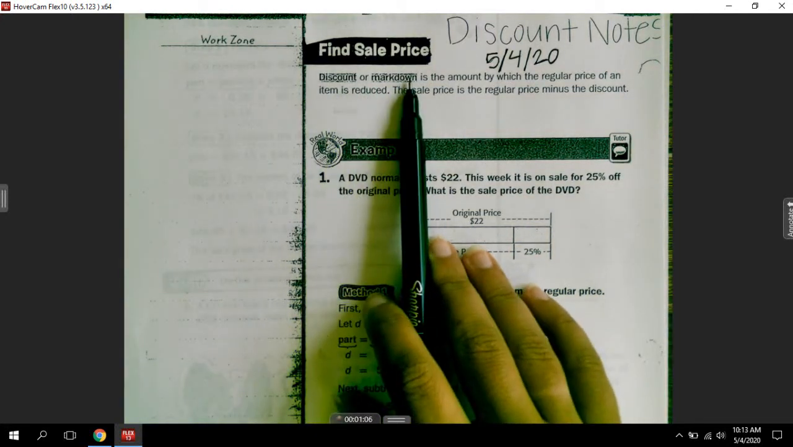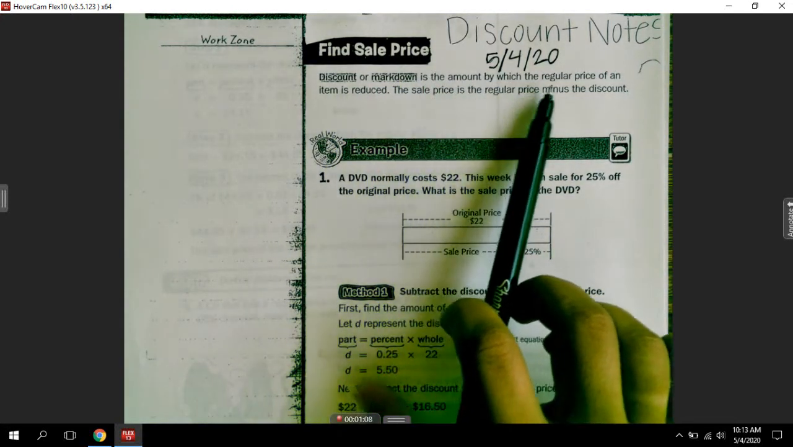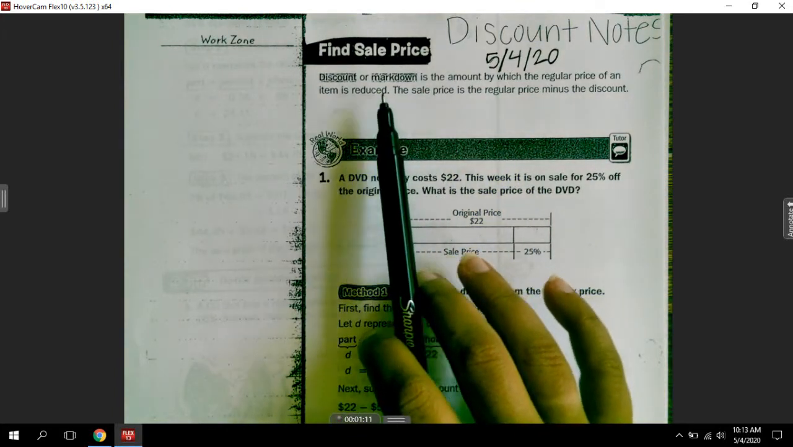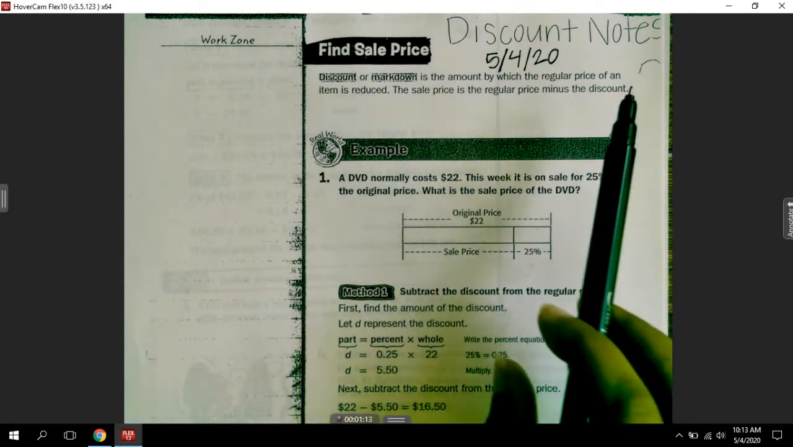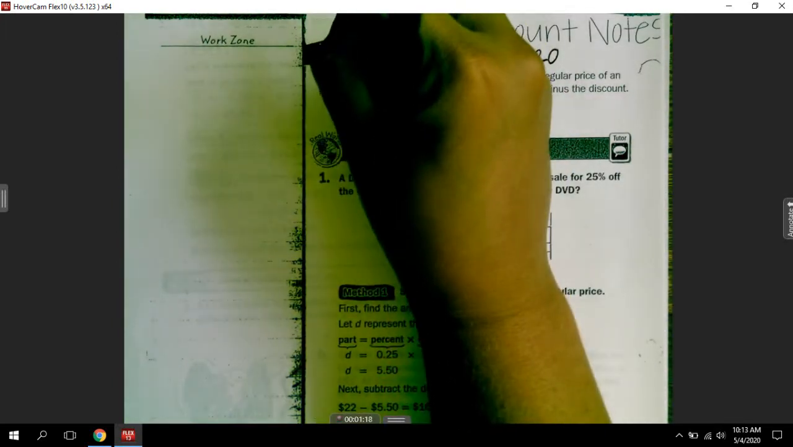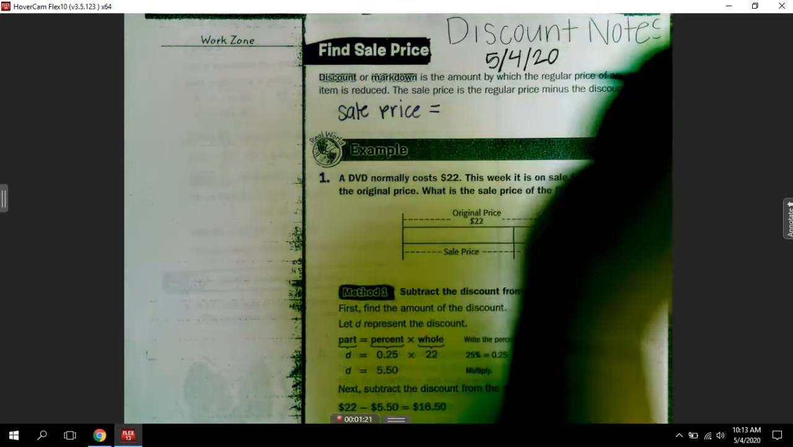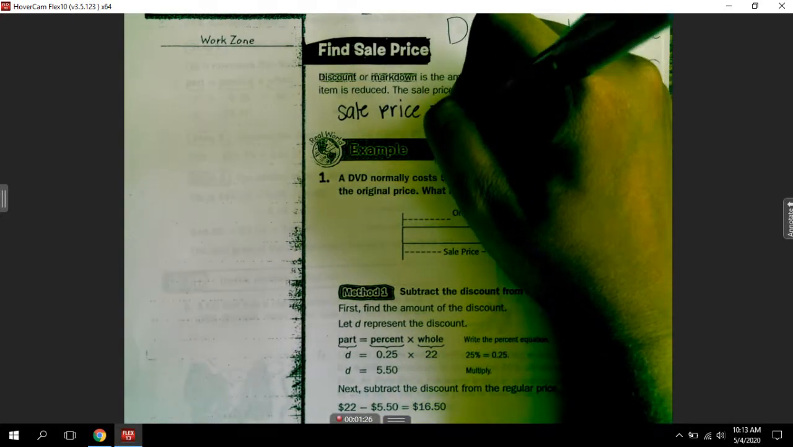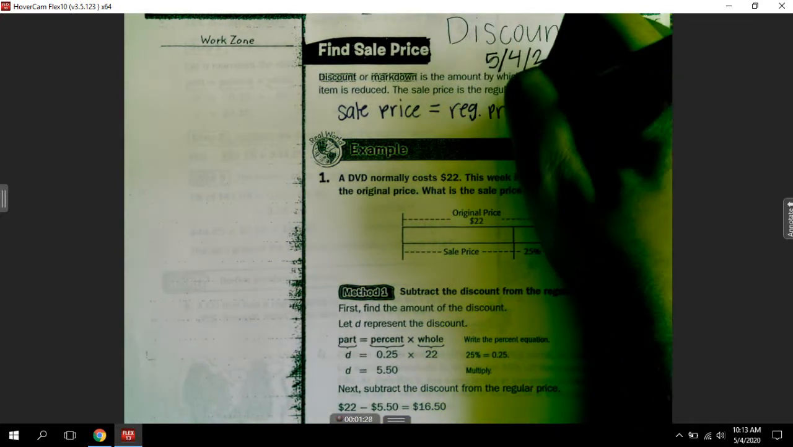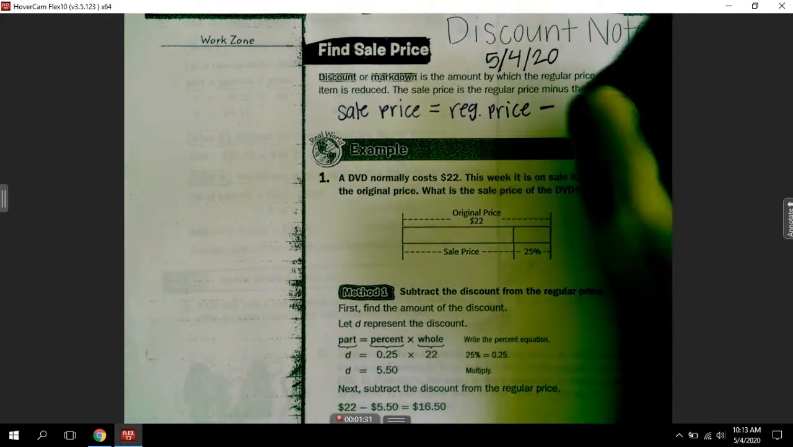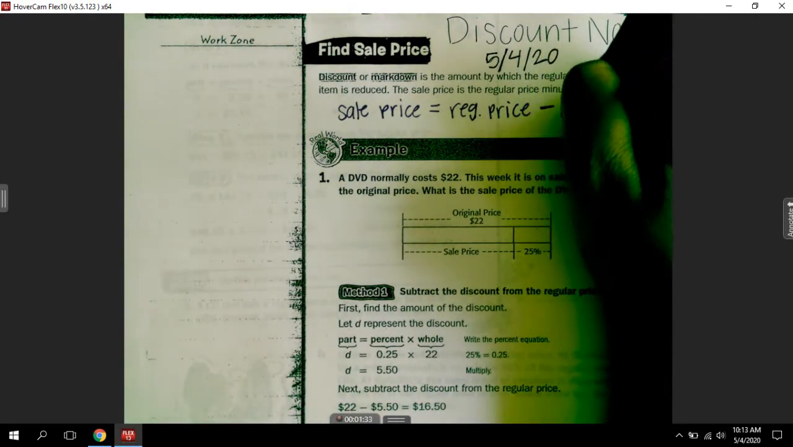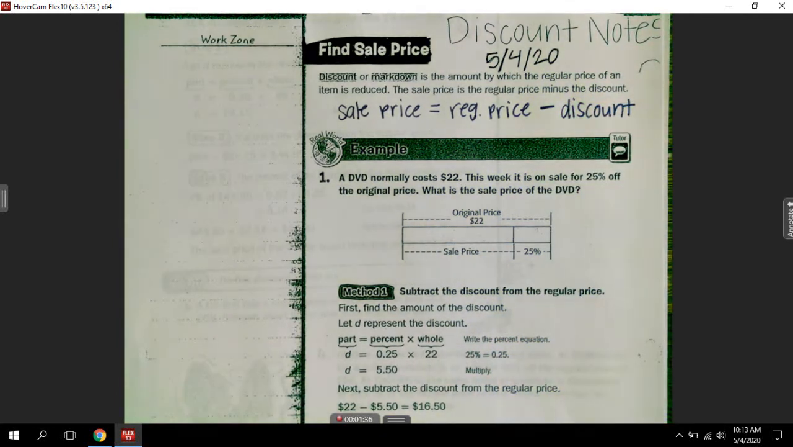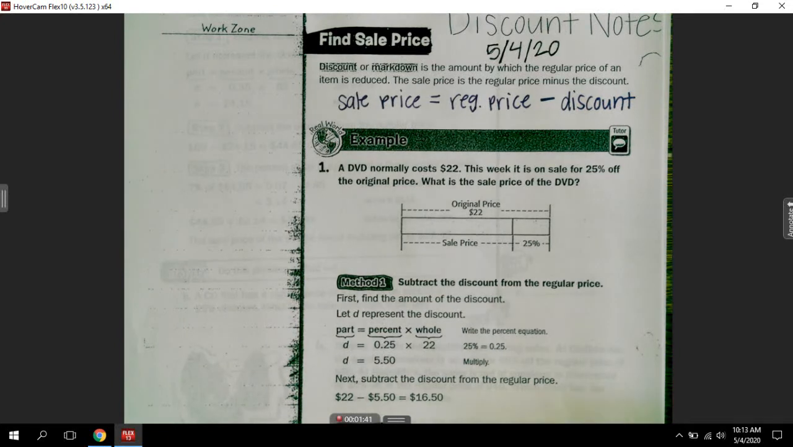So a discount or a markdown is the amount by which the regular price of an item is reduced. Okay, so the sale price is the regular price minus the discount. So just like last week, we're going to write that. So sale price equals regular price minus the discount. Okay, regular price minus discount.